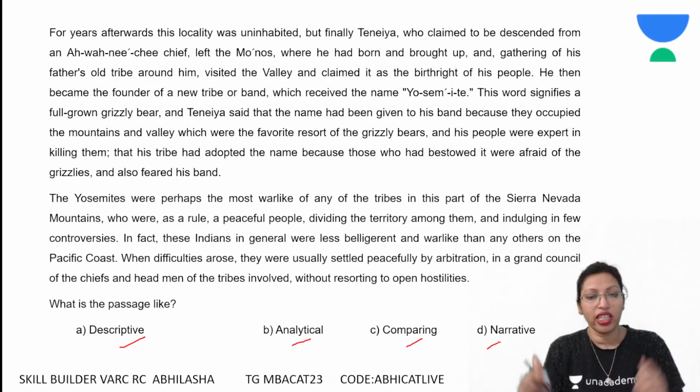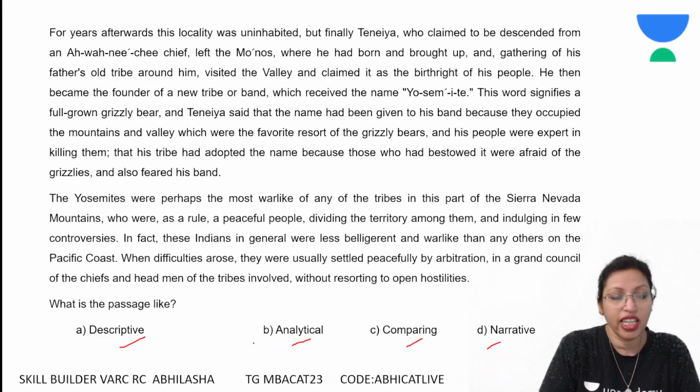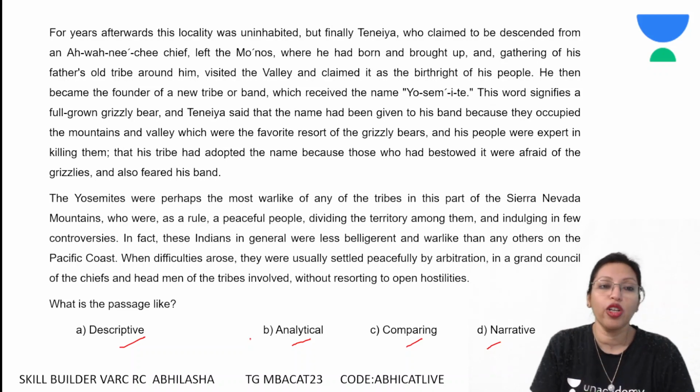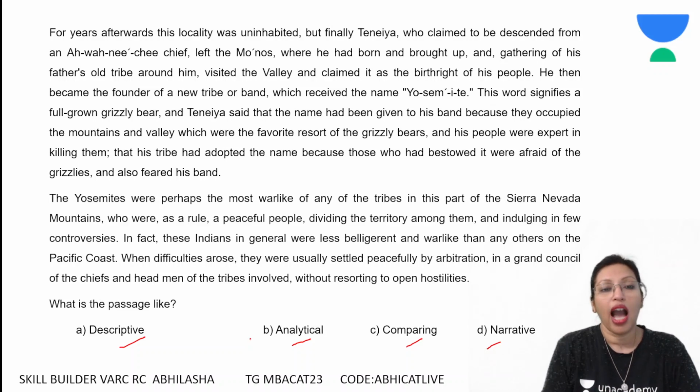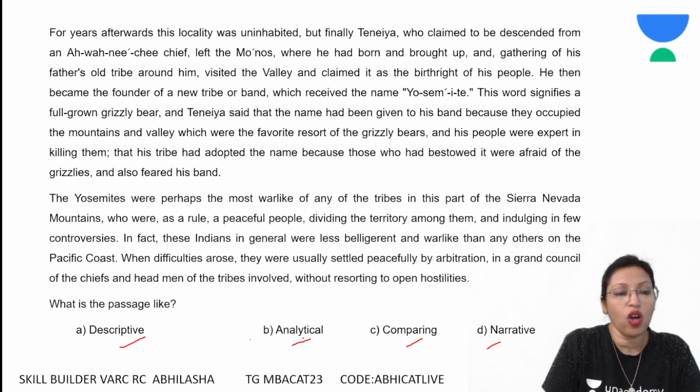Now, if you read this article, let's understand. This article clearly is not analytical because it does not analyze anything. It is talking to you about this tribe called Yosemite and how it got the name Yosemite. So it clearly is not analytical and it is not comparative.